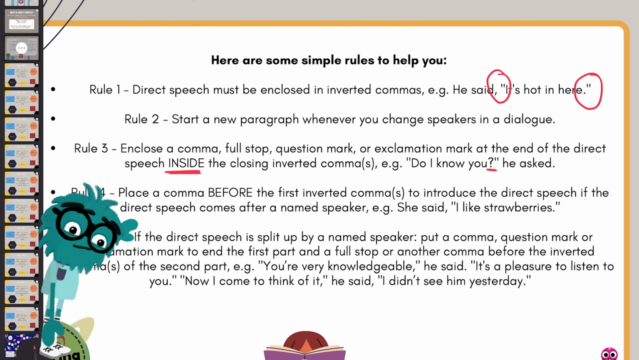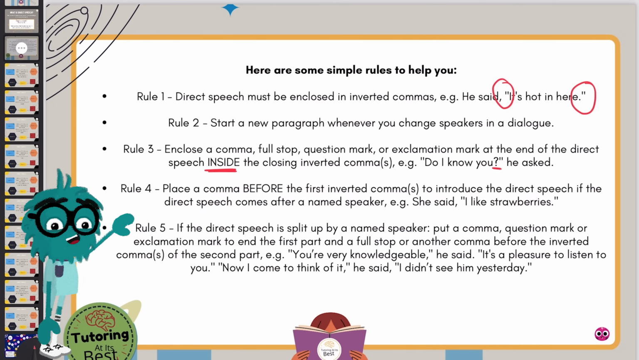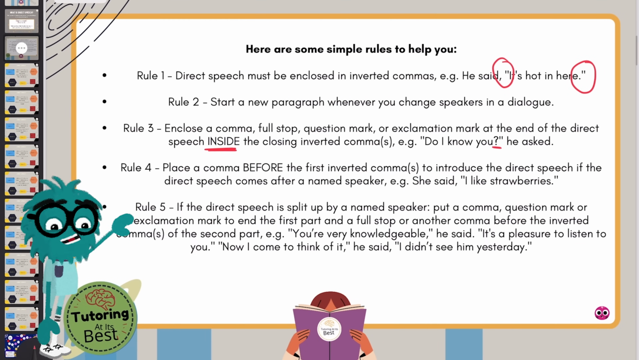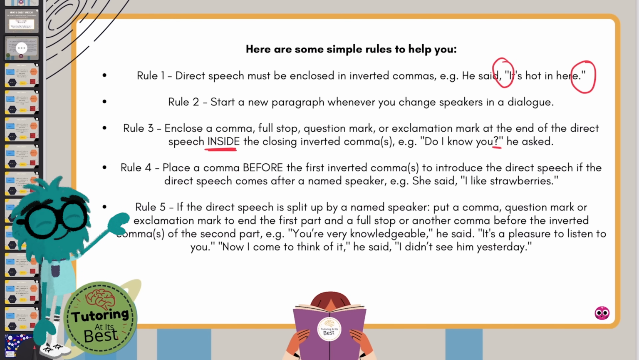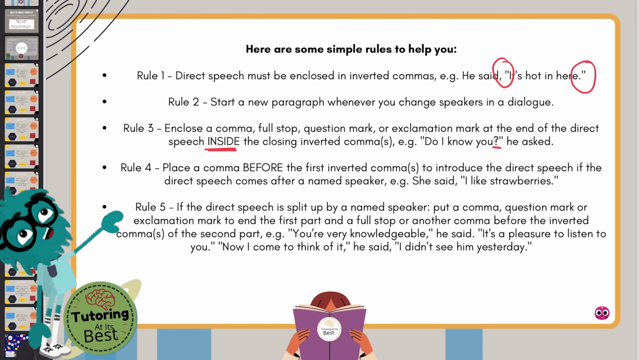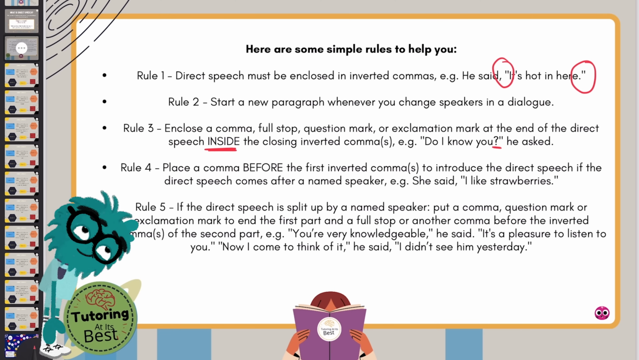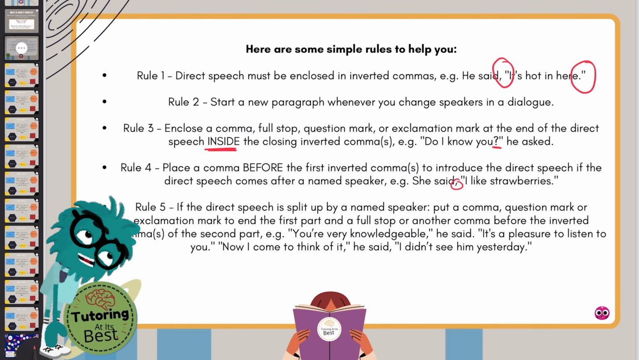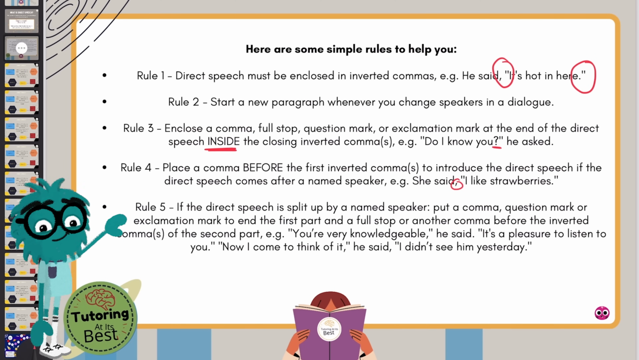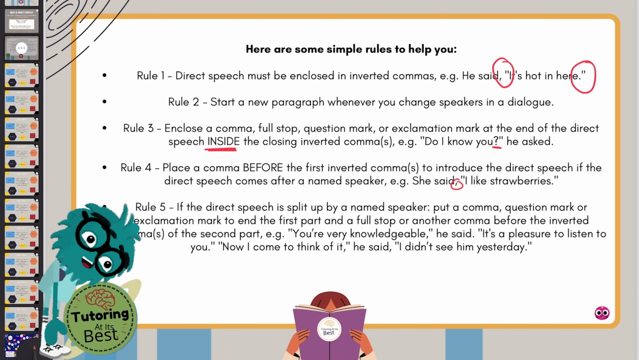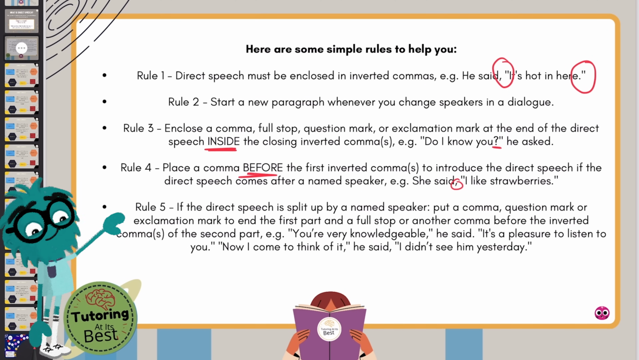And rule number 4, place a comma before the first inverted comma or commas to introduce the direct speech if the direct speech comes after a named speaker. For example, she said, comma, "I like strawberries." So again, we're placing the comma before the first inverted comma or commas.